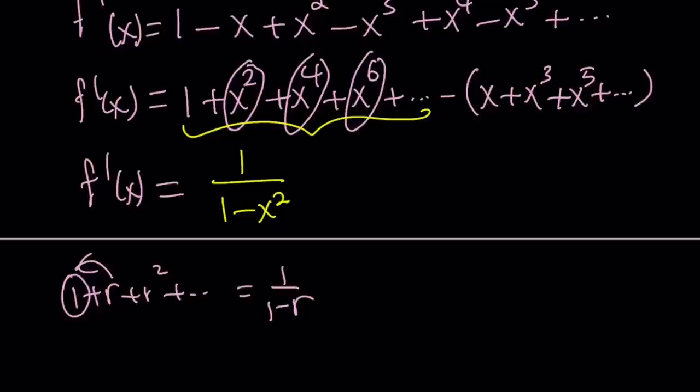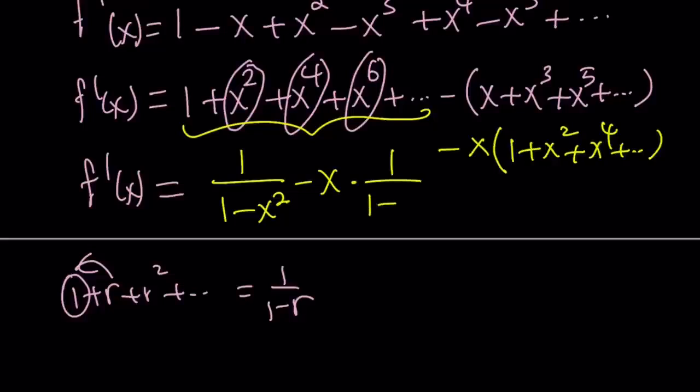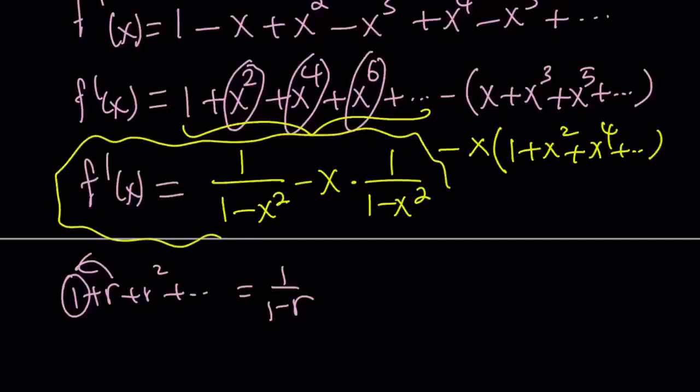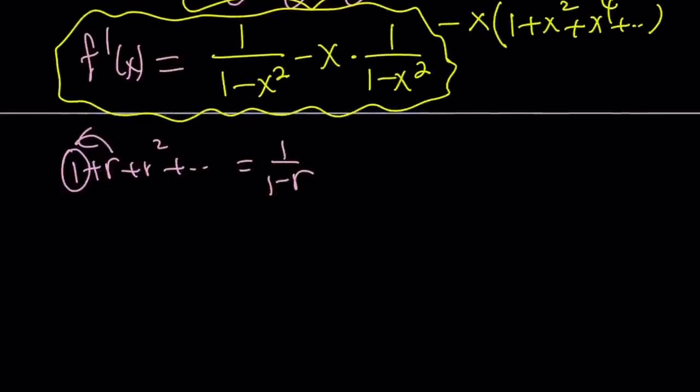I can take out a minus x, and inside I'm going to get 1 plus x squared plus x to the fourth, and so on and so forth. And guess what? It's the exact same thing. So this is going to be minus x times 1 over 1 minus x squared. Isn't that awesome? We got a closed expression for f prime of x, which is really, really cool. Okay, so let's see what we can do with that.